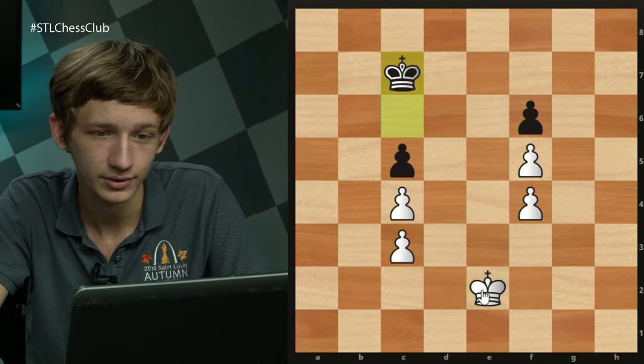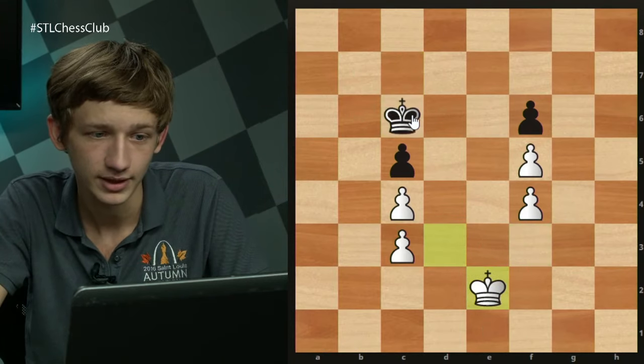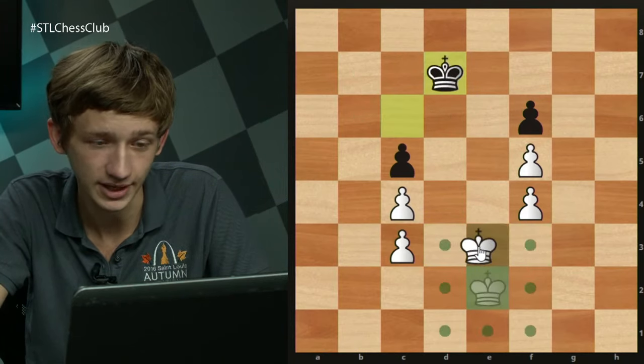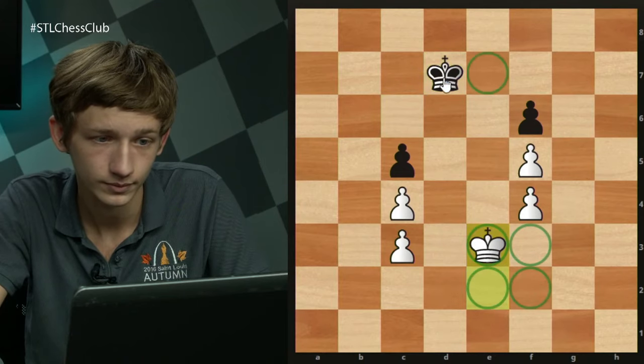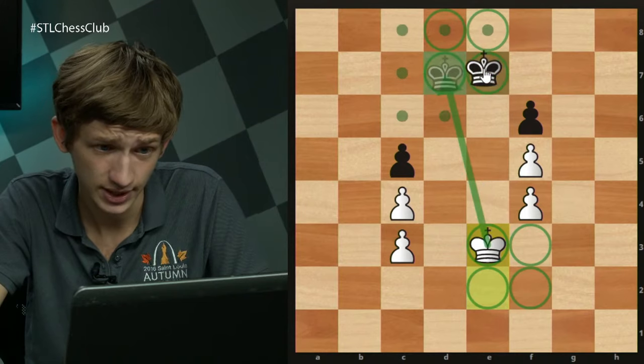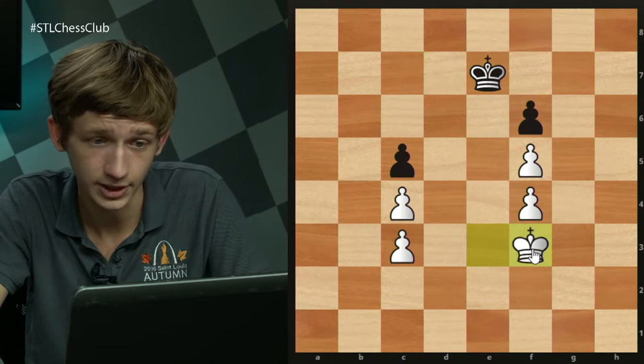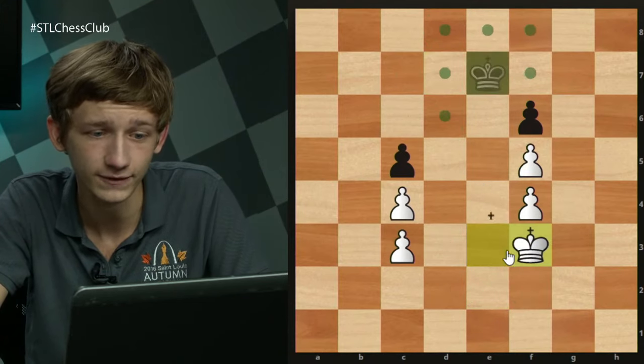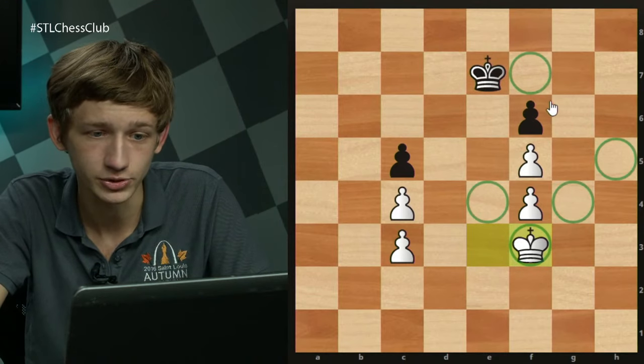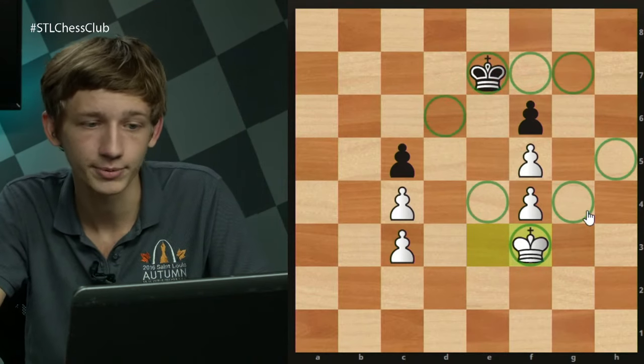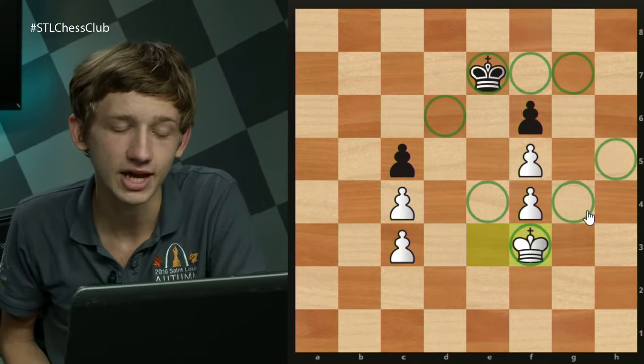Now king back, we can step king f3. If king over, we can step king e3. E3 corresponding to d7. Now king here, white goes here. And finally, black has to choose between the shortest paths, if that makes sense.